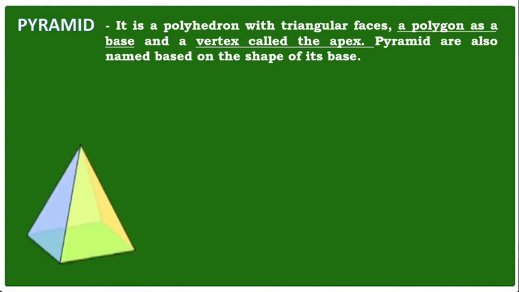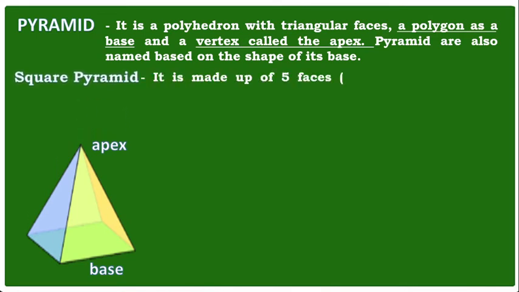An example of a pyramid is this one. The polygon below is what we call the base. Let's assume that its base is a square shape. And then the triangles, when they are connected, meet at what is called the apex. Since the base of this solid figure is a square, we name it according to its base. So this is a square pyramid.